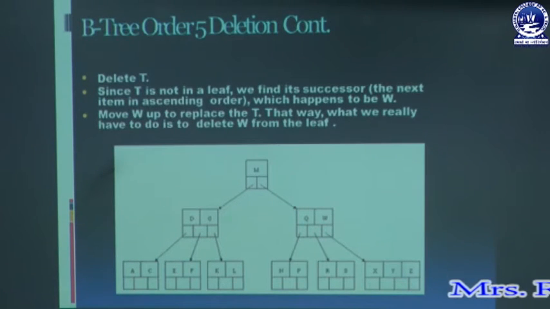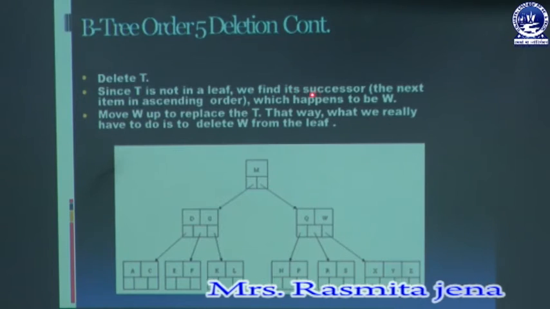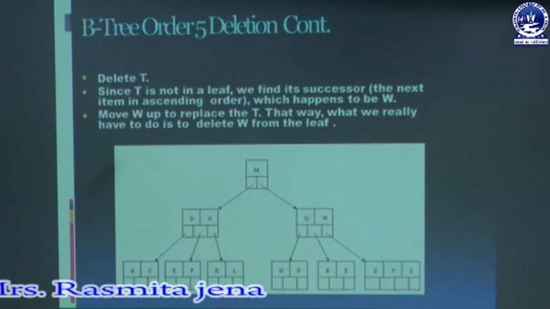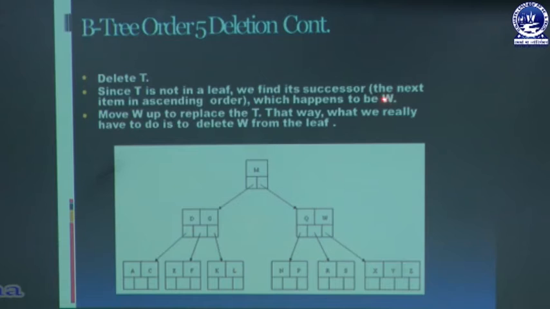Okay. Since T is not a leaf node, we can find its successor, that is the next item in ascending order, which happens to be W, and move W up to replace the T. So we move W to replace the T, and what we really have to do is delete W from the leaf. Then here we delete W from the leaf and move it to this location, and after that this node is also balanced. So in this way we delete the internal node as well as the leaf node.